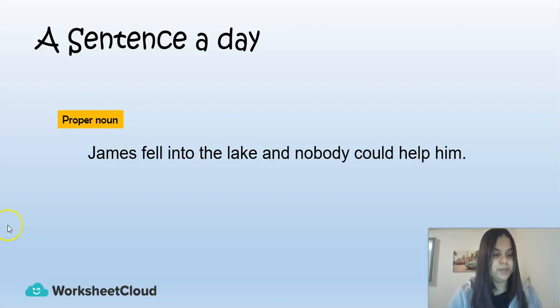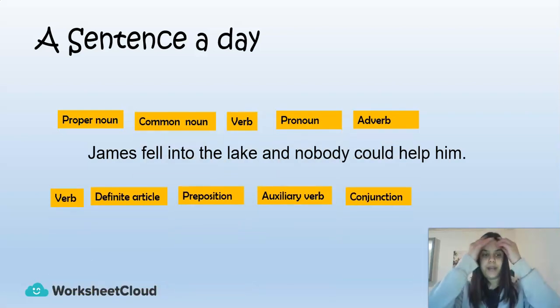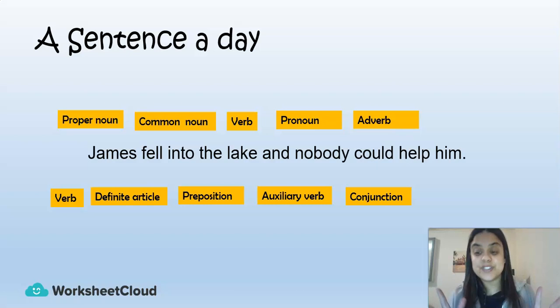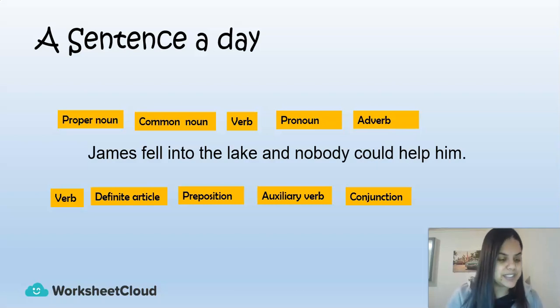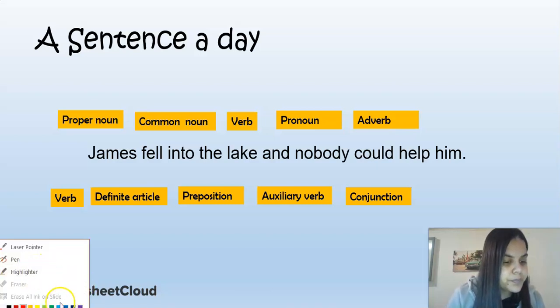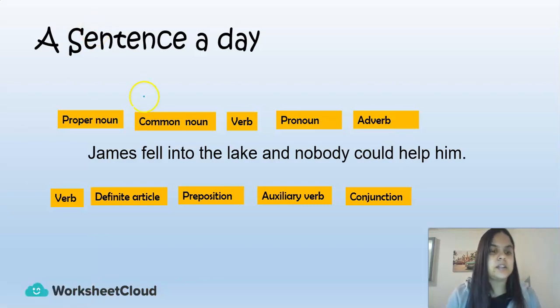Right, so let me put the answers up. They are mixed up, so we're going to match them. Like I said, the first one was given to you already. So now the next one, we are going to match them correctly. Let's do that. I'm going to take my pen out. So my pen is out. James fell into the lake and nobody could help him.